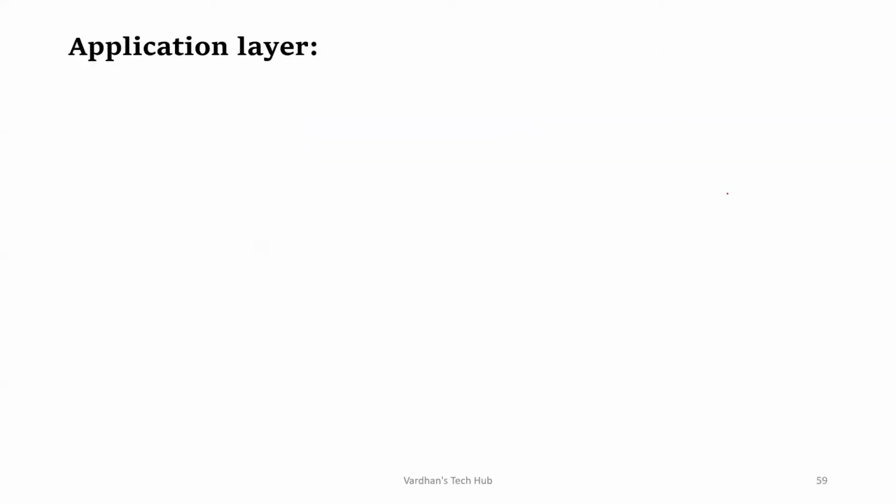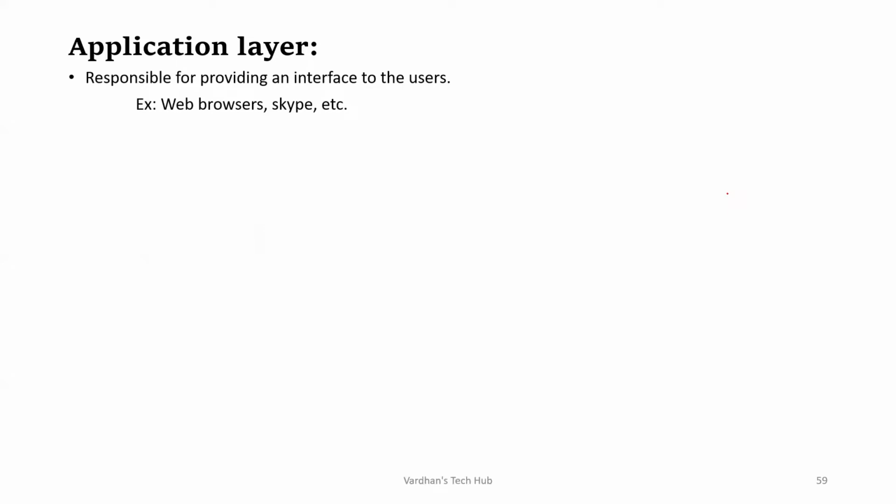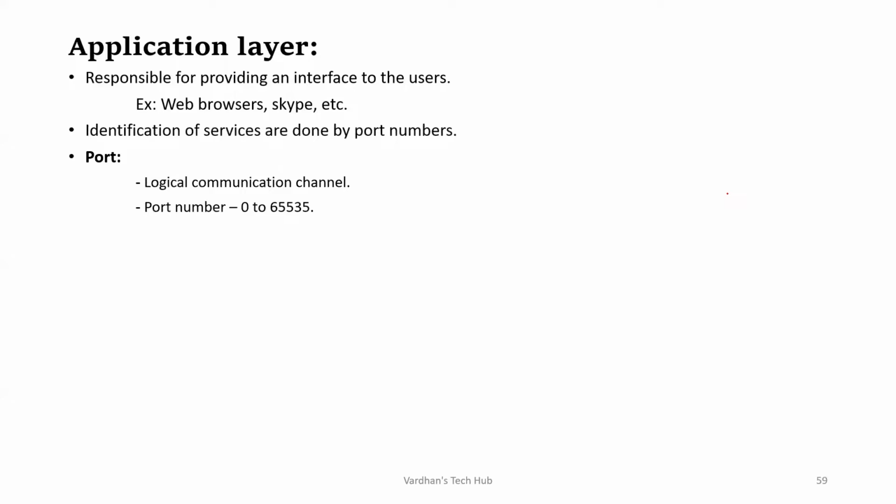Let's start with the application layer. The application layer is responsible for providing an interface to the users. Suppose you are accessing a website with any browser. Though you type google.com, on the back end it will be taken as http or https colon double slash. So it provides an interface to the users to access something.